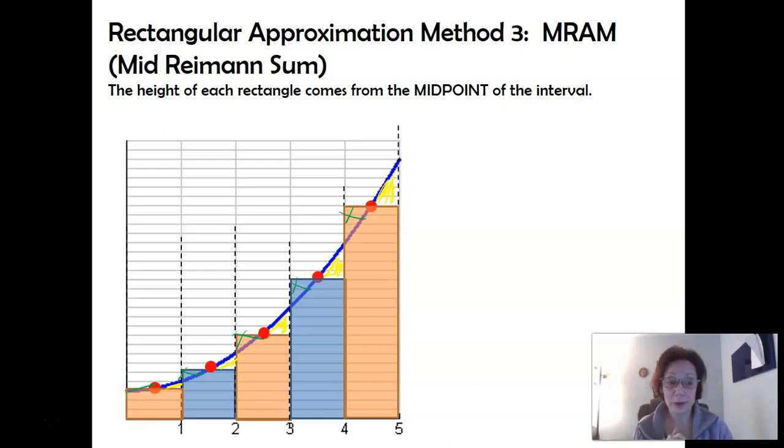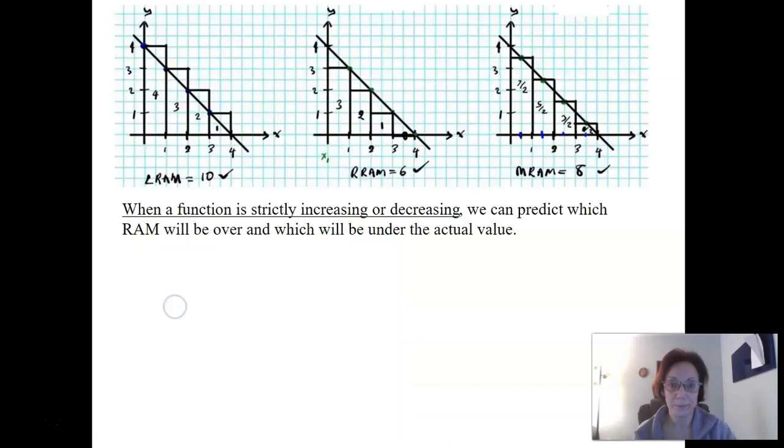When we choose which method, it's going to be either because they told us which method to use, which is so nice, just tell us what to do, or they give us a function and tell us, hey, make sure you have an overestimate or make sure you have an underestimate. And that's when we can determine if our LRAM or our RRAM is going to be what's best for us. All right, and let's talk about why.